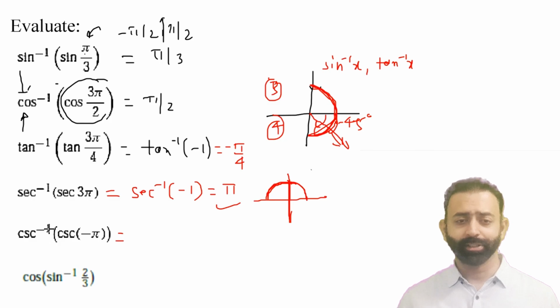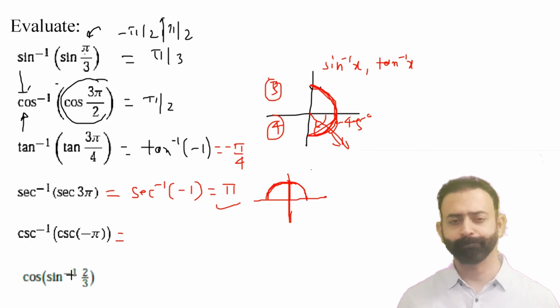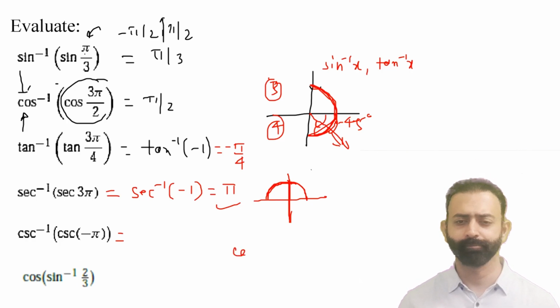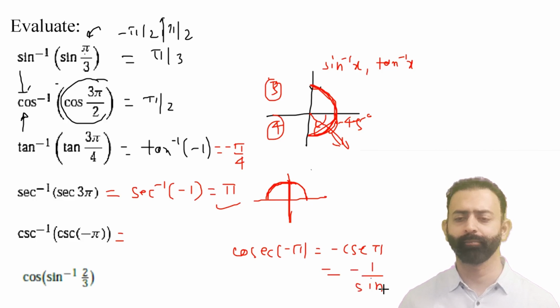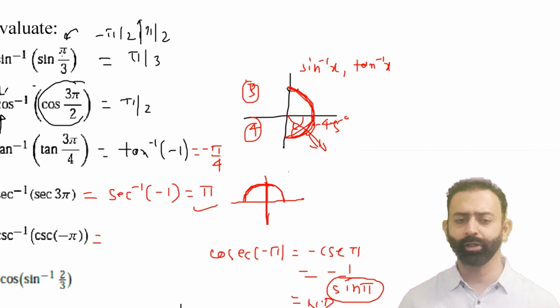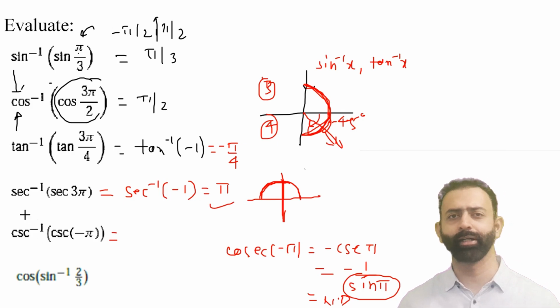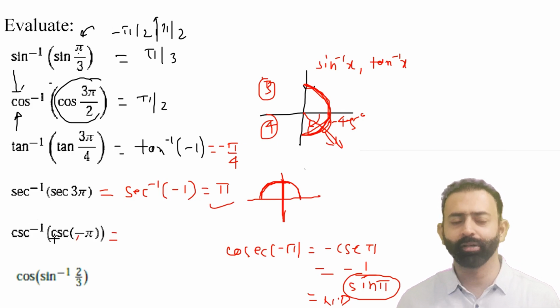Next is cosec inverse cosec of -pi. So cosec of -pi is minus cosec pi. And what is minus cosec pi? It is -1 over sine pi. And sine pi is 0. That means it is not defined. So cosec is not defined, meaning this is not defined.